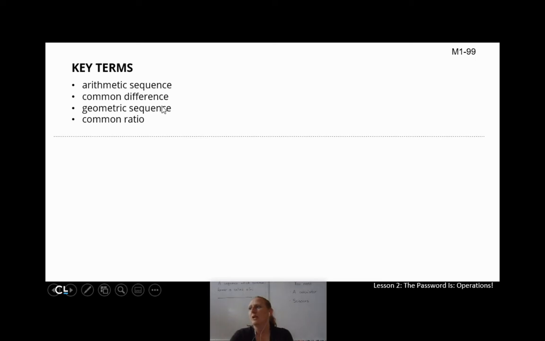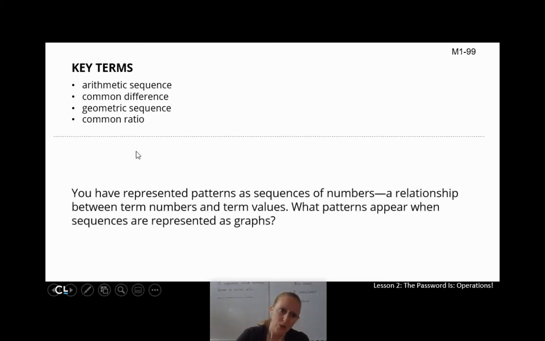Again, these two go together, these two go together. It's kind of how it goes. And so again, we know that we're just representing patterns as sequences of numbers, and now we're just looking a little deeper at those relationships. And today we're really going to start digging in. What patterns appear when sequences are represented as graphs?